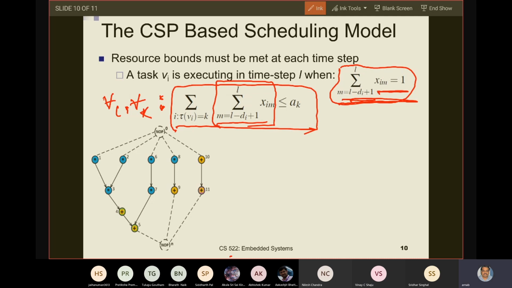If this is so, now you should be able to understand what this first summation means. The first summation extracts out those tasks, those i's, which are executing on the kth type of processor. So you are summing over all tasks which are executing on the kth type of processor, that is, sum over all tasks for which tau vi equals k. This is what the first summation tells me.